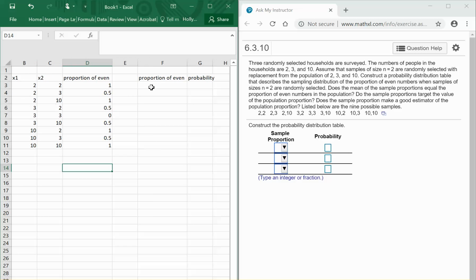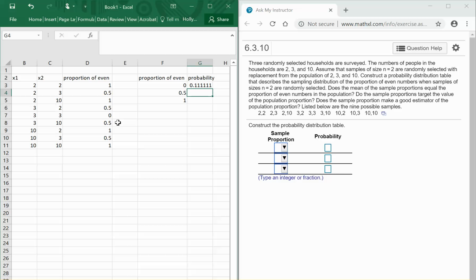Now I'm going to take each distinct proportion. Notice that there are 3 of them. There's a 0, there's a 0.5, and there's a 1. And I'm only going to list each of those once. And then I'm going to find the probability of drawing 0, 0.5, or 1 from this list. In this list, there are 9 samples, and 0 occurs only once. So the probability of drawing a 0 is 1 out of 9, or 1/9.